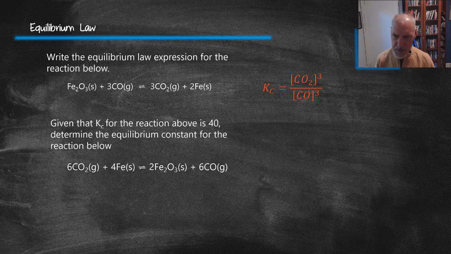In the second part of this question, you're told that the equilibrium constant for the previous line is 40. Here, I would like to determine the equilibrium constant for the reaction below. You'll notice that it's flipped. Reactants and products have switched sides, so I would then expect 1 over 40. But I've also doubled the equation. That means I'm going to have 1 over 40 squared.